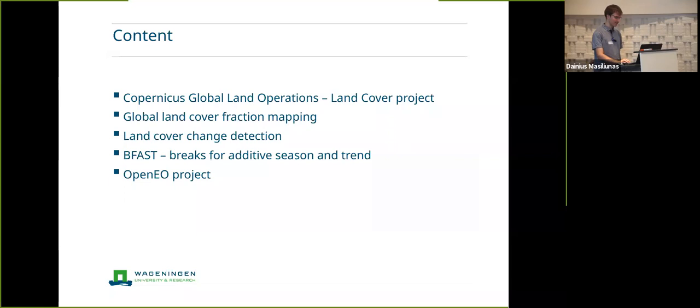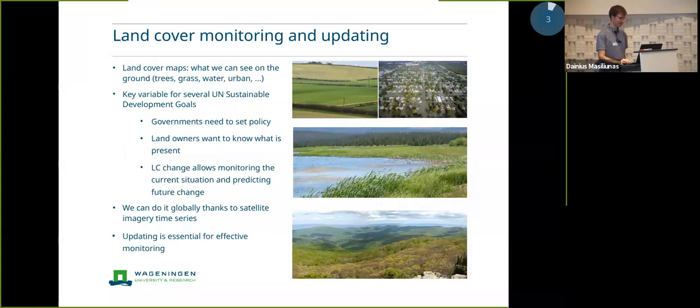So just to give a bit of a summary, we're talking about land cover here. So land cover maps are what we generally can see on the ground. So it's trees, grass, water, urban, or other things like mosses and lichen and other things that we might be able to discern from satellite imagery. And knowing what is on the ground is important because then we can quantify it and we can also track how it changes over time.